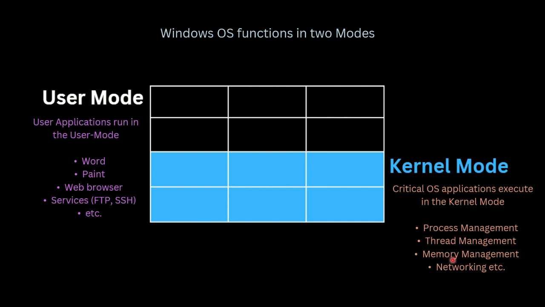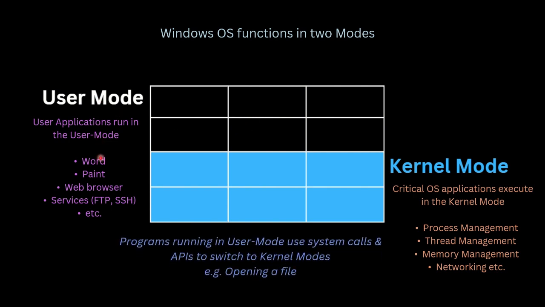And in the kernel mode, of course, all these processes run with higher privileges, and in the user mode, all these processes run with lower privileges. So programs running in user mode will use system calls and APIs to switch to kernel mode. To give you an example of this, let's say you have to open a file on your system. Now the file is in the user mode, you see the icon for it, you double click on it using your mouse cursor, which is a user level object. You use it to double click on the file, open it. Now you are in the user mode, you have double clicked on it.